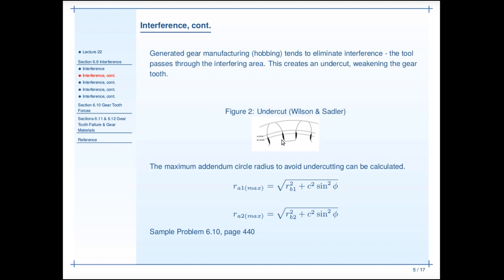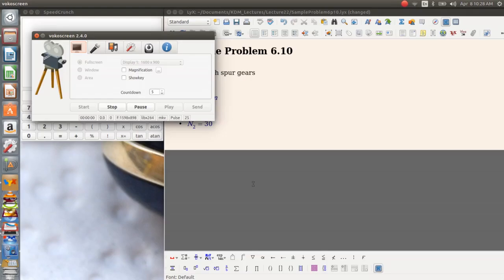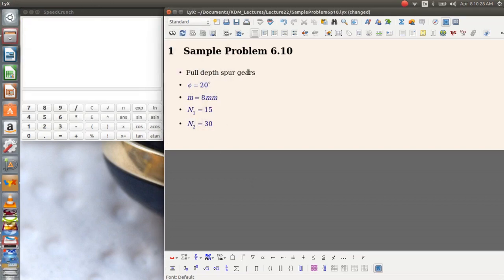Now, it's fairly easy to calculate the maximum addendum circle radius to avoid undercutting. So we're going to take a look at sample problem 6.10 on page 440. Let's now take the opportunity to illustrate the concept of interference by taking a look at sample problem 6.10. This is on page 440 in your book, and it reads as follows.